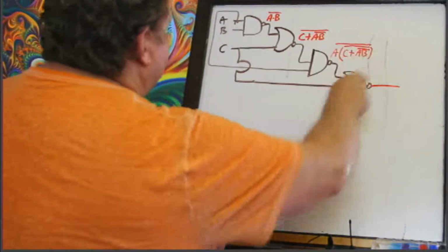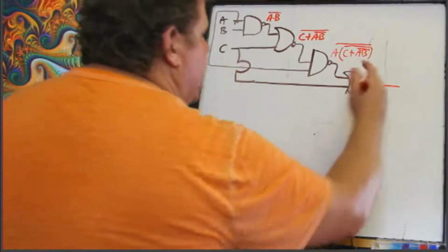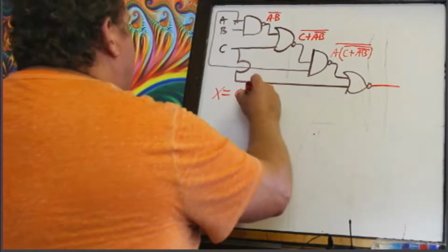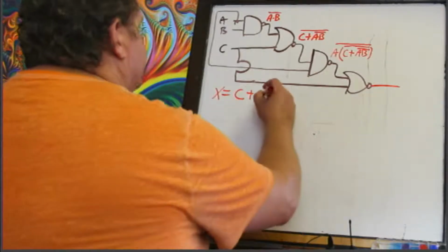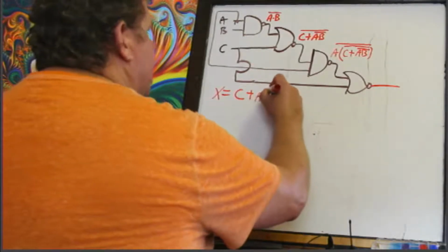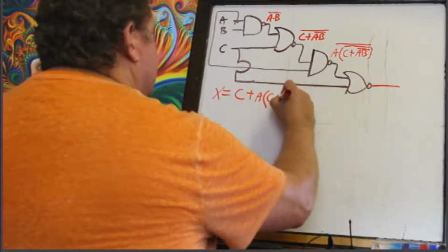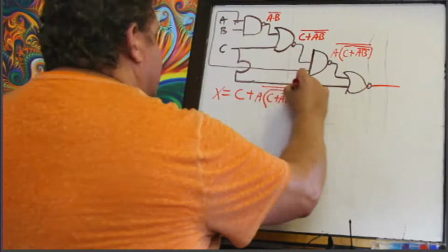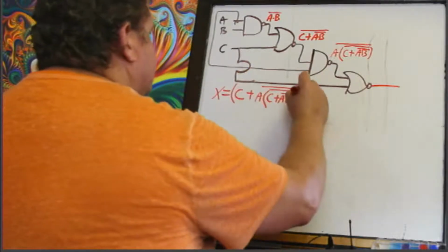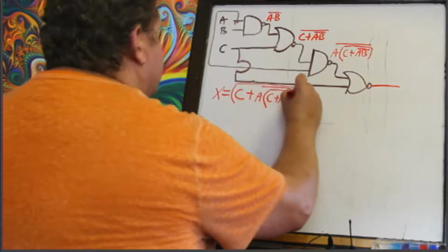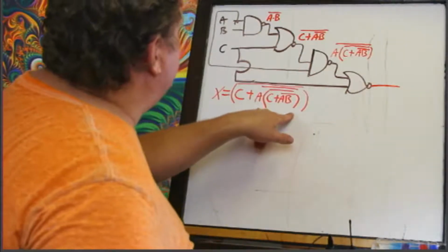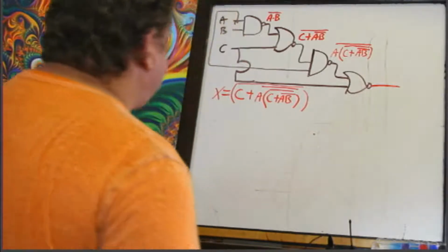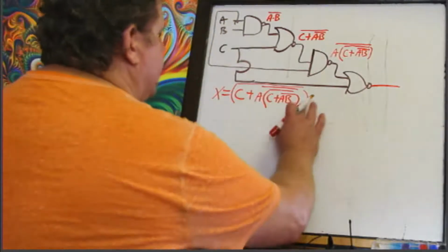Once more, we take that and we NOR it with C. So X equals C, or that whole thing, A times C plus AB, and then the whole thing has a bar because it's NORed together. It's this term NORed with this term. Okay? So I'm just going to start doing some DeMorgan's here.